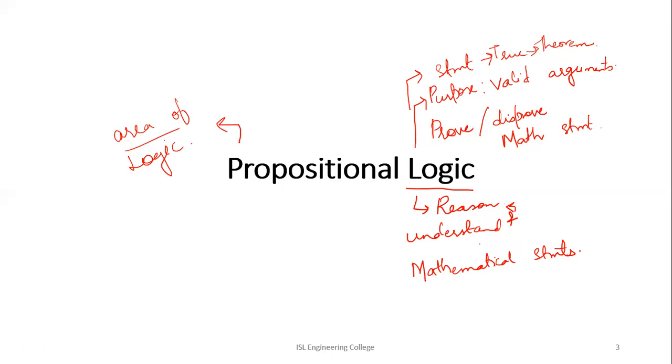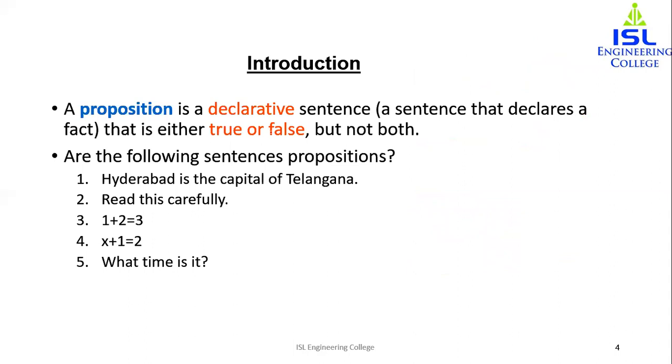Now, let's move on to what a proposition is. A proposition is a declarative sentence, a sentence that declares a fact or states an argument. Any statement which is a fact can be known as a proposition. Also, one more property of a proposition is that it should be either true or false, but it cannot be both. Now, let's see a few examples.